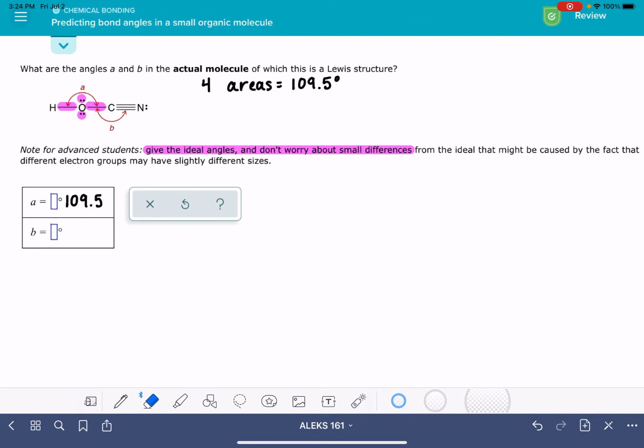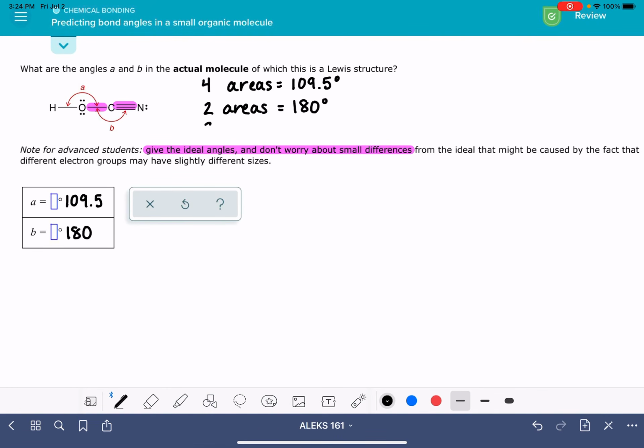Now, the other angle that we're being asked to predict is angle B, and that is the oxygen-carbon-nitrogen bond angle. So again, we're going to focus on our central atom in that set. That's a carbon. And around the carbon atom, we have 2 areas of electrons, 2 bonds, 2 areas of electrons. When you have 2 areas of electrons, that bond angle is 180 degrees.